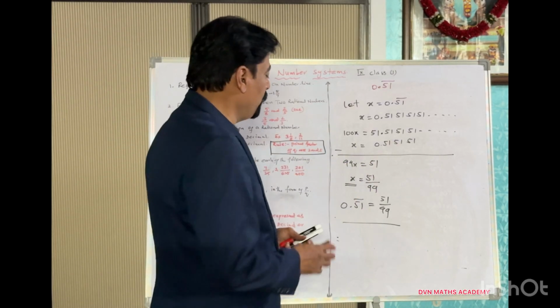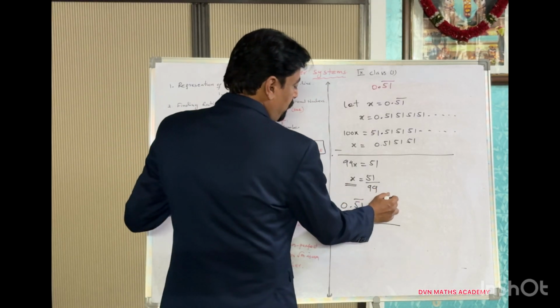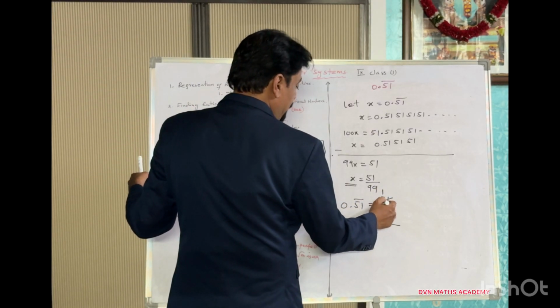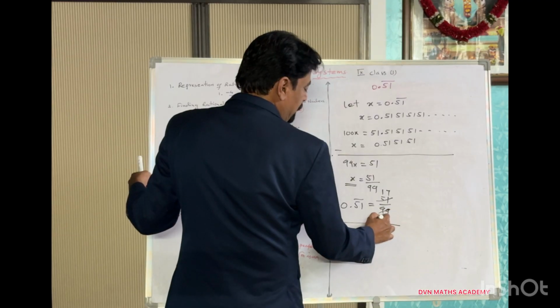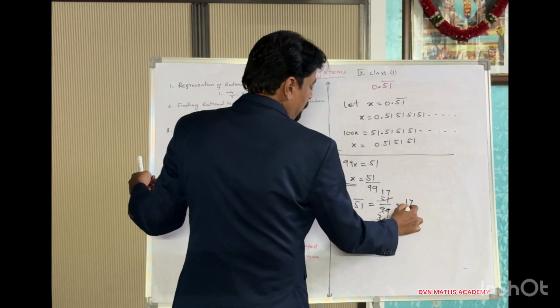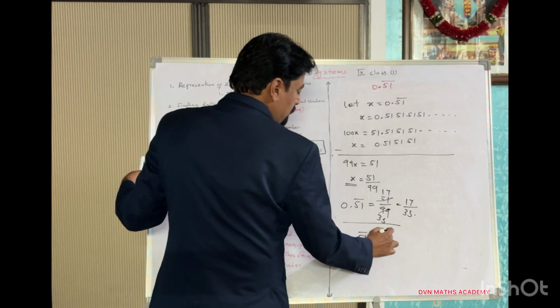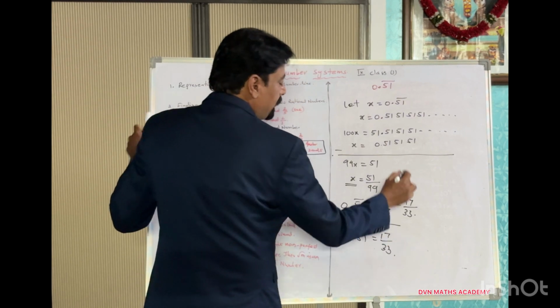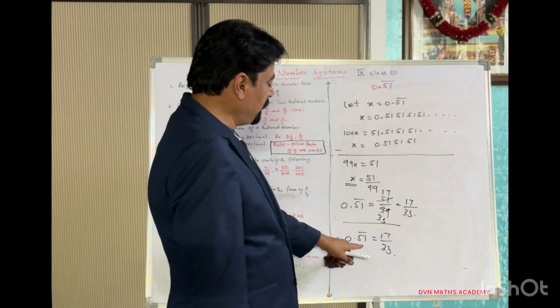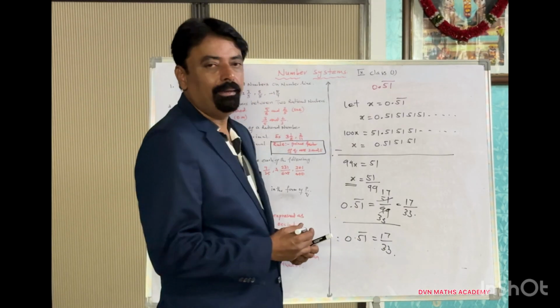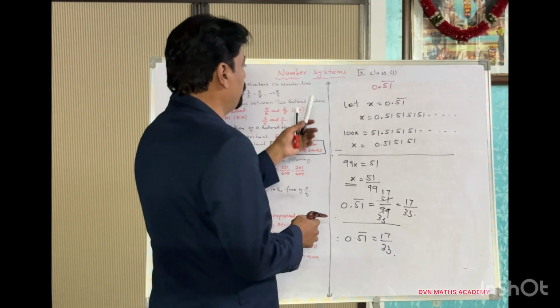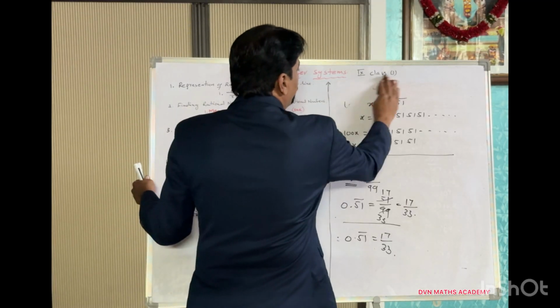Sometimes you want to simplify it. Here it is not possible. Oh, it is possible, I am sorry, with the three table it will go. 3 1s are 3, and 3 11s are 33. I am sorry, this is 17 by 33. So 0.51 bar is equal to 17 by 33. So this is the standard rational number of 0.51 bar. Like this you convert the given decimals into P by Q form.